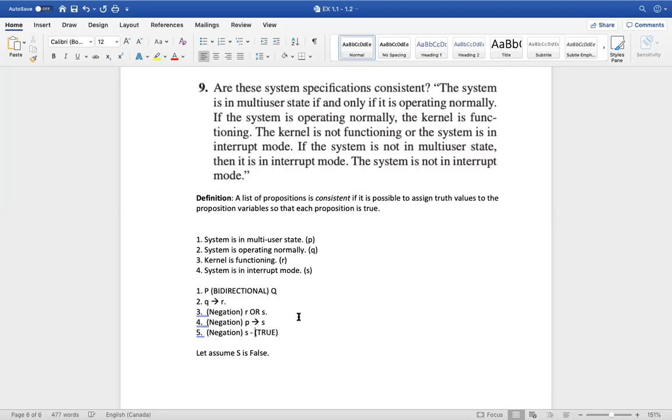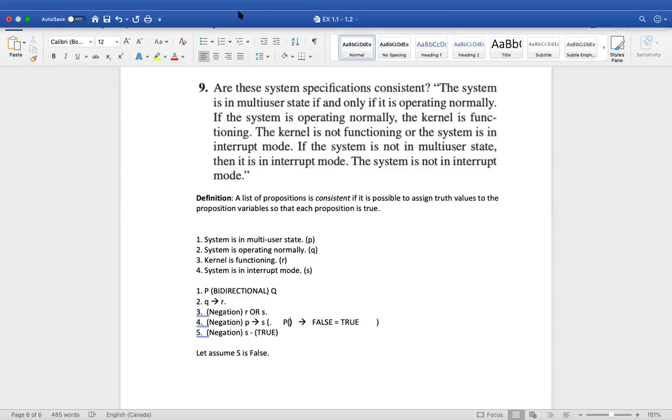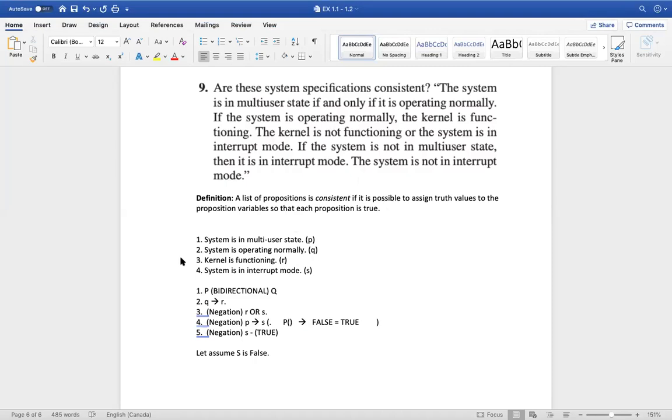Now, in order to make P implies S true, let me write it down. We have to decide what P could be so that it evaluates to true. It has to evaluate to true, and this is the implication sign. We know that we have assumed S is false, and the implication should evaluate to true. We are not really sure what P could be, either true or false. So let's see the truth table on your slide number 1.